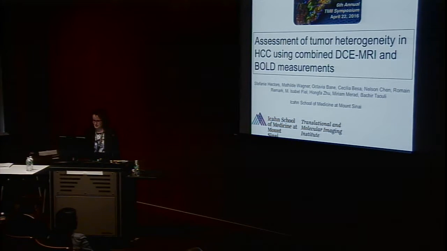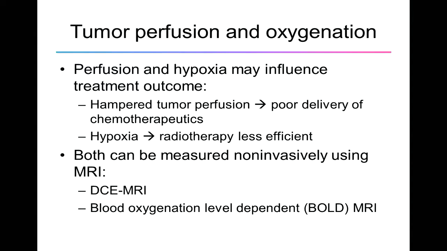Well, thank you for the nice introduction. So in this study, we assessed tumor heterogeneity in HCC using combined DCE-MRI and BOLD measurements. Tumor perfusion and oxygenation are two important tumor characteristics that can largely influence treatment outcome. For example, a hampered tumor perfusion will lead to a poor delivery of chemotherapeutics, and also hypoxia can lead to a less efficient radiotherapy. Both characteristics can be measured non-invasively using MRI. Perfusion can be measured using DCE-MRI, and oxygenation can be measured using a technique called blood oxygenation level dependent, or BOLD, MRI.